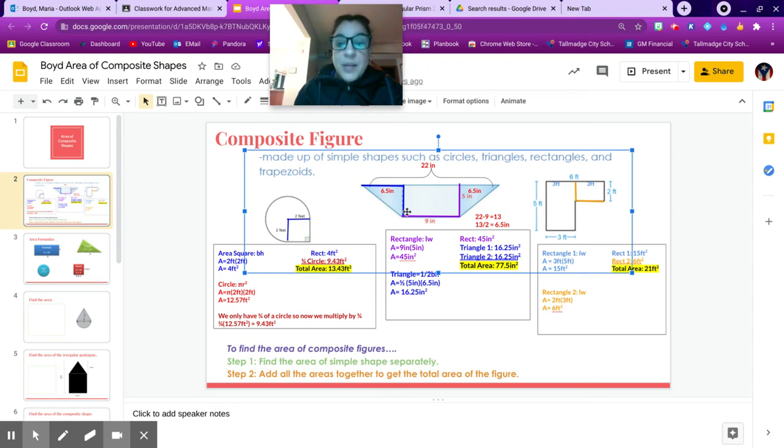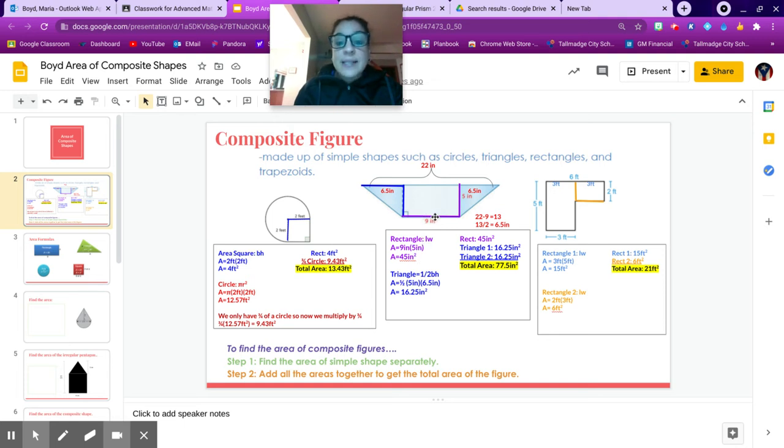So now if I come down here to my work area, I've started with the area of the rectangle in the middle. That rectangle is 9 by 5. 9 times 5 is 45. Then I found the area of the triangle, 1/2 times base times height. The base of the triangle is 5 inches. The height is 6.5, which I figured out in my step 1 over here. So now I just am going to add 45 inches squared, 16.25 inches squared, and 16.25 inches squared, since there's 2 triangles.